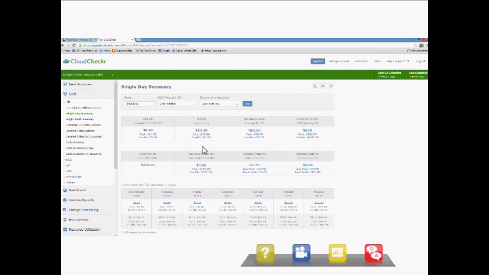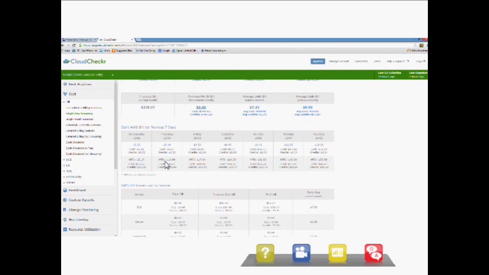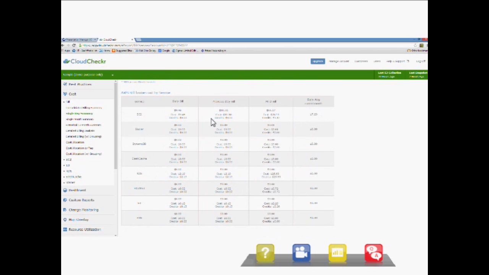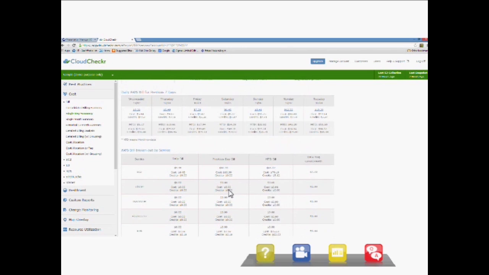And then compare it again to next month, or rather to the previous month. Look at your average day. Look at all kinds of averages to try to understand what's going on with this account. And then it's broken down by service, so you can figure out what services are really costing the most.